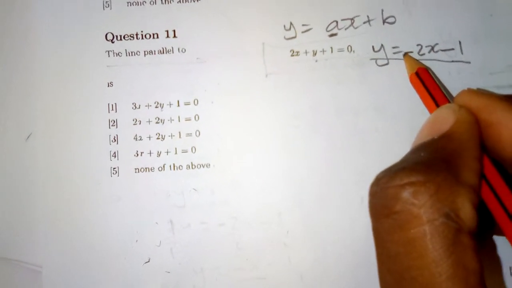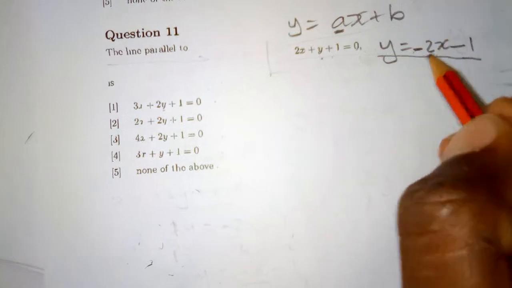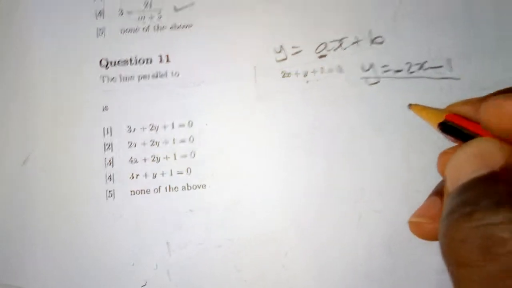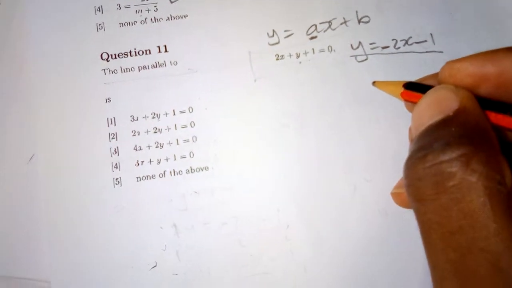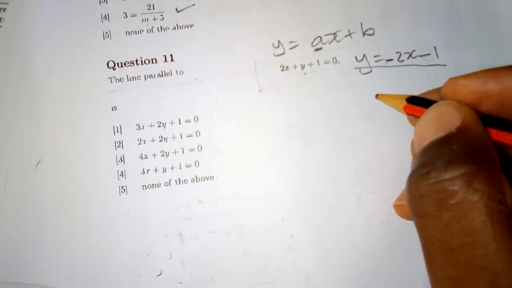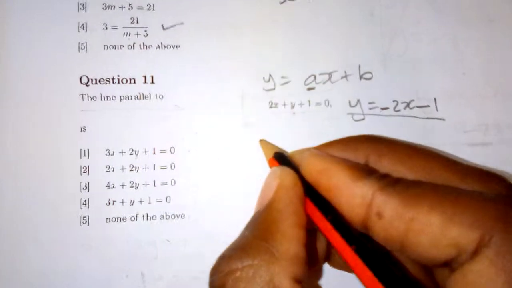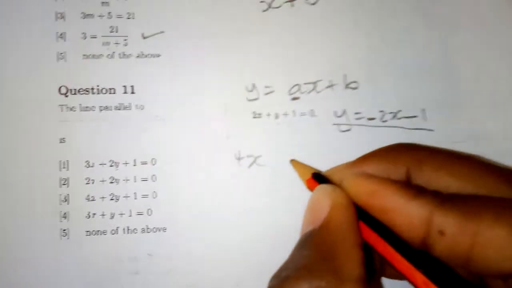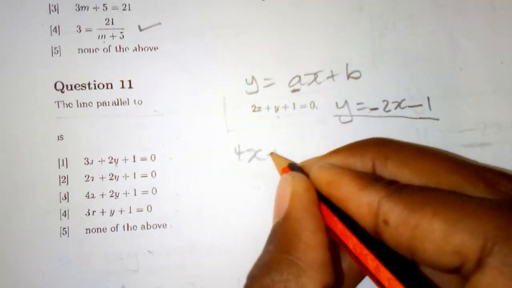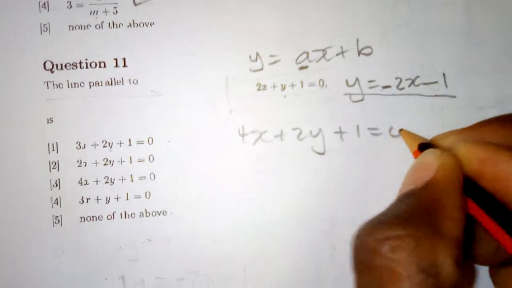So it means if the value of a are equivalent to each other, they have the same slope. So now, since I know the answer, I will make it short. The answer is gonna be option 3. So I'll show you how I got to the answer. Okay, so option 3, you will write it like it's 4x plus 2y plus 1 is equals to 0.